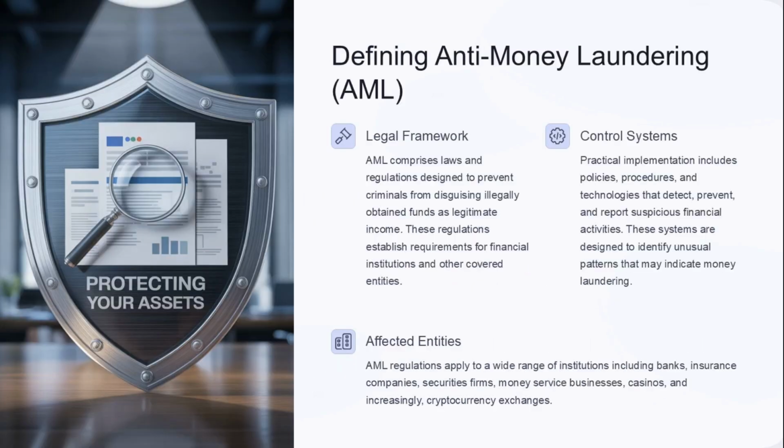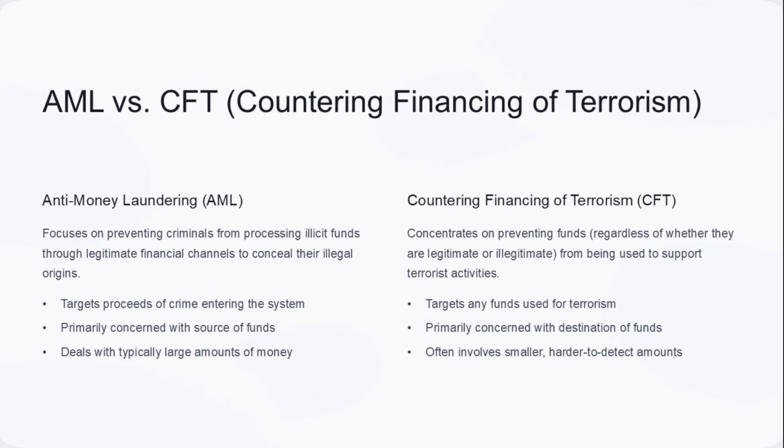Anti-money laundering, AML, comprises laws and regulations designed to prevent criminals from disguising illegally obtained funds as legitimate income. These regulations establish requirements for financial institutions and other entities to identify unusual patterns that may indicate money laundering. Practical implementation includes policies, procedures, and technologies that support detecting suspicious financial activities. AML focuses on preventing criminals from processing illicit funds through legitimate financial channels, targeting proceeds of crime entering the system.